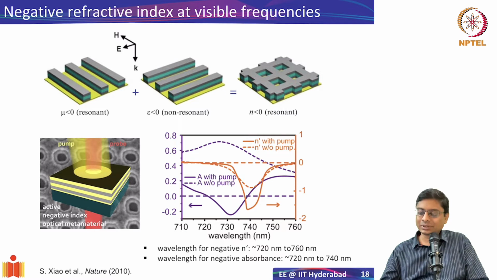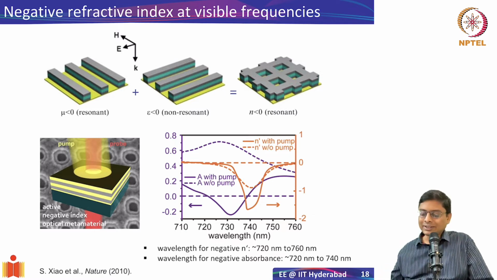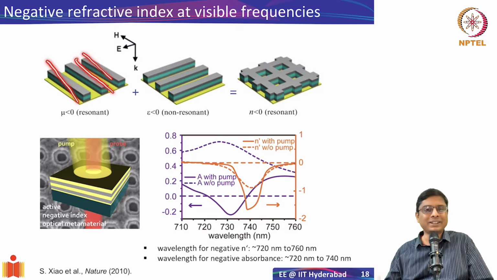Okay, so this is the example of negative index at visible frequencies. So in this case, we saw that if you have a strip like this, it exhibits a magnetic response.